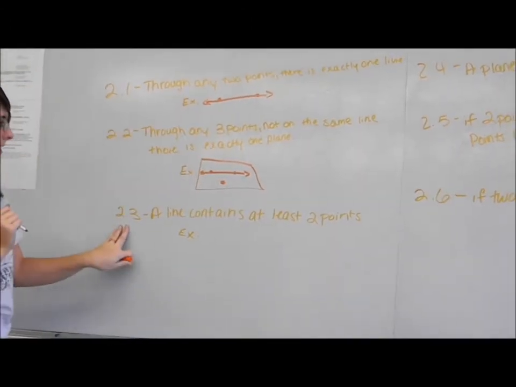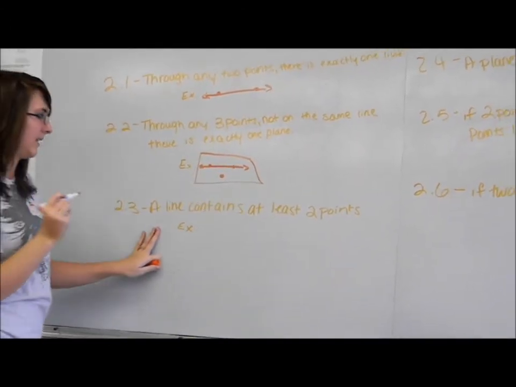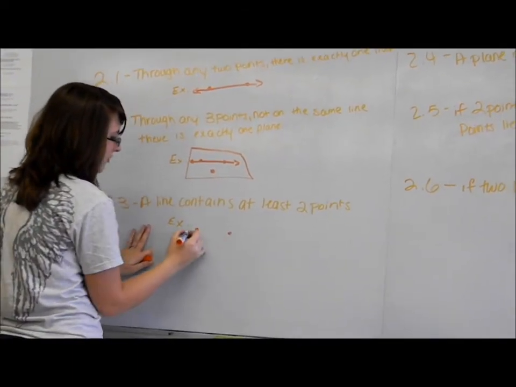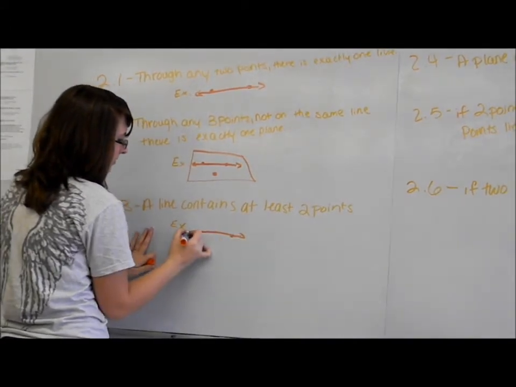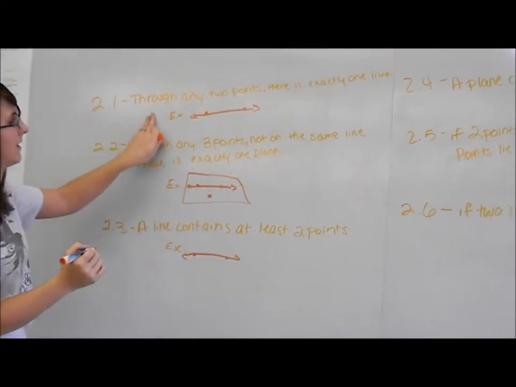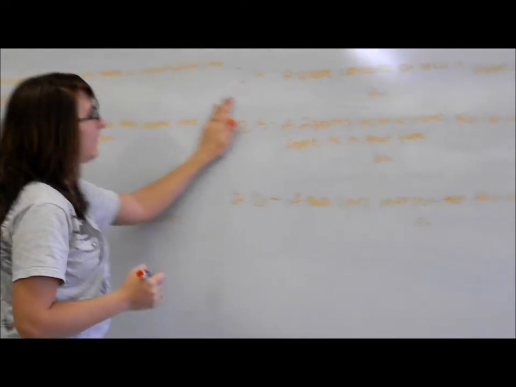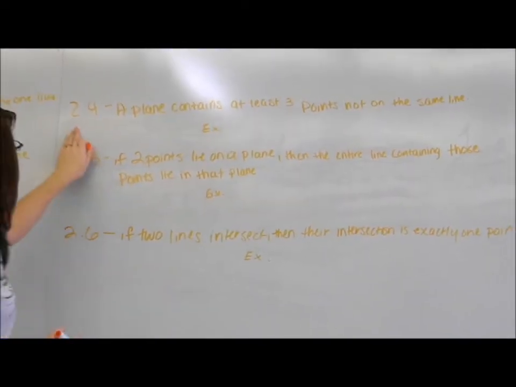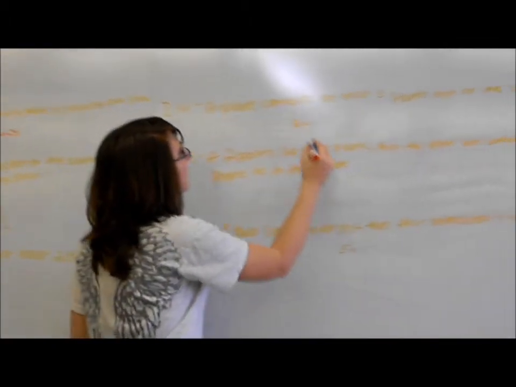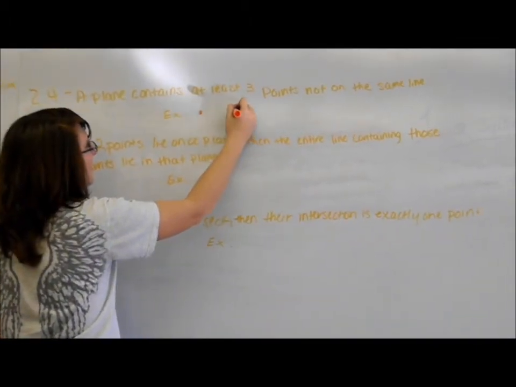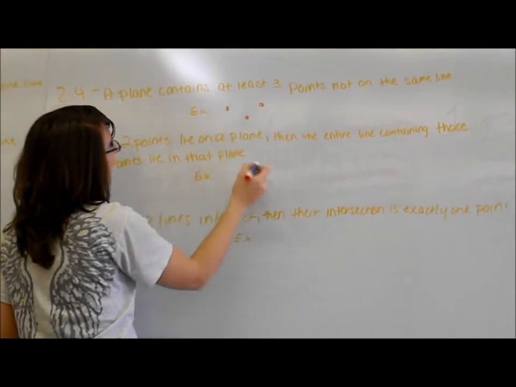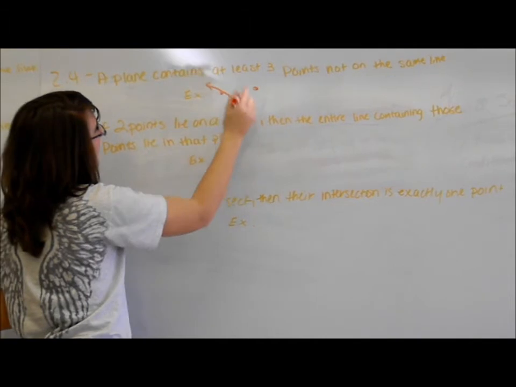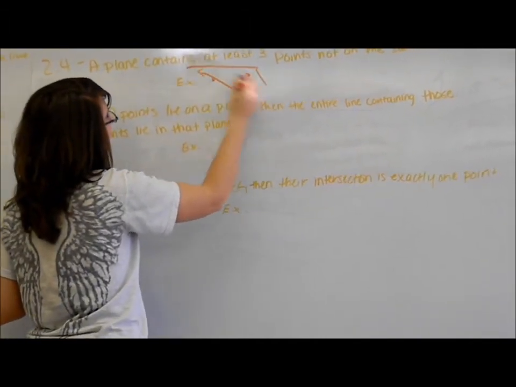And then for 2.3 it says a line contains at least 2 points. So to make up a line, you have to at least have 2 points to complete it. For instance, like that one. And then for 2.4 it says a plane contains at least 3 points not on the same line. So just like 2.2, we have 3 points. But for instance, these 2 are on the same line, but this one isn't, so you have 1 plane.